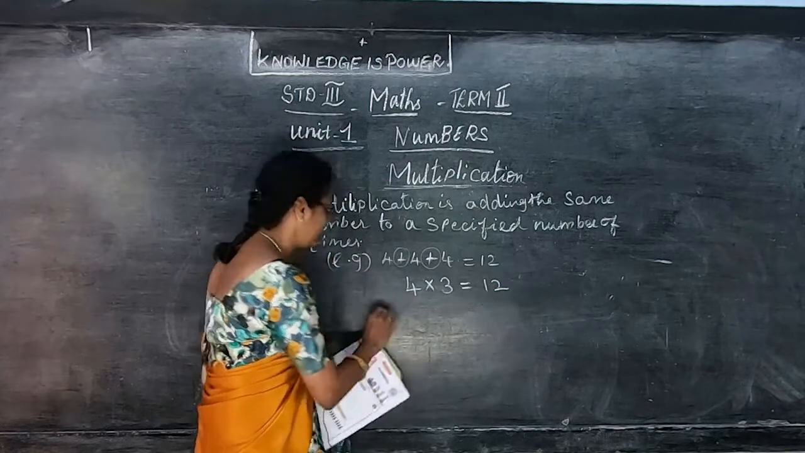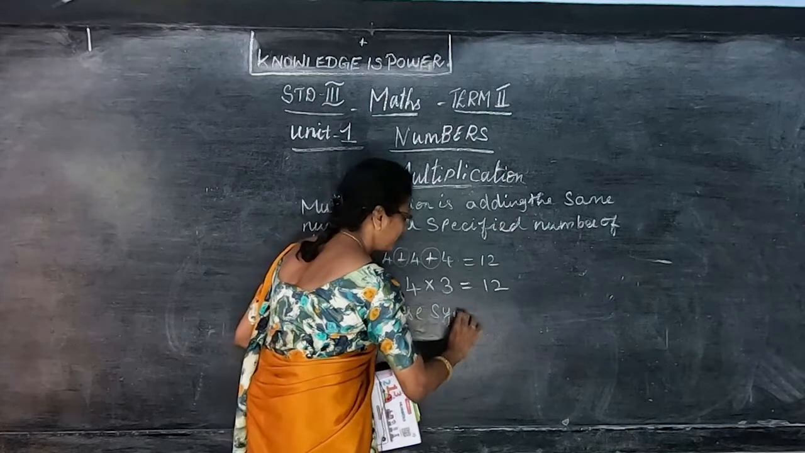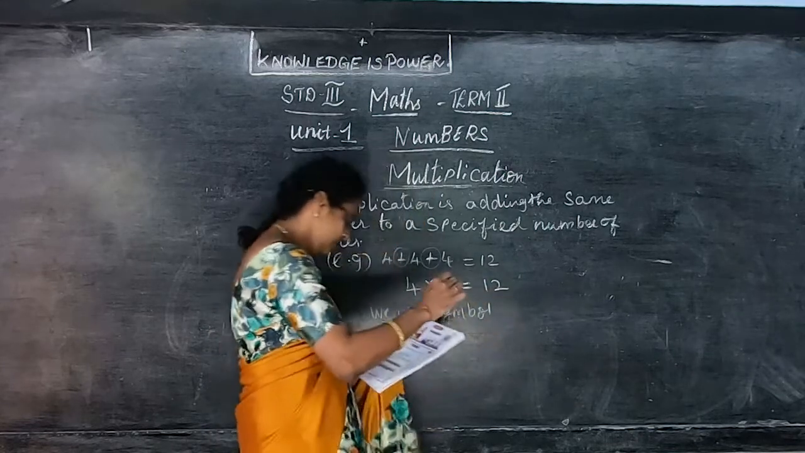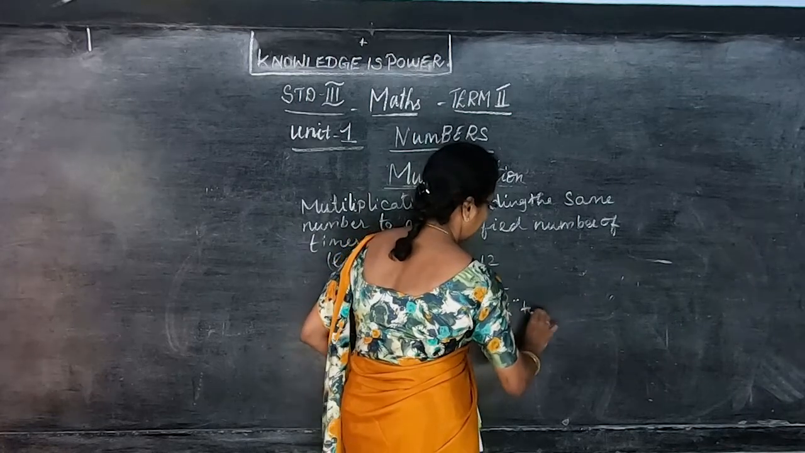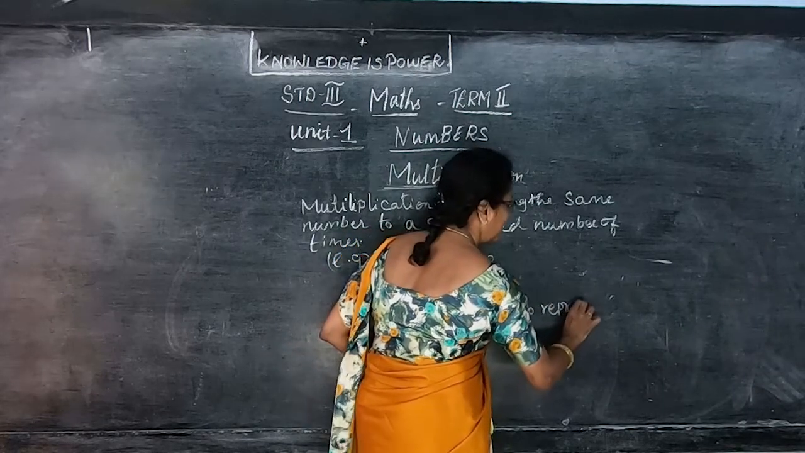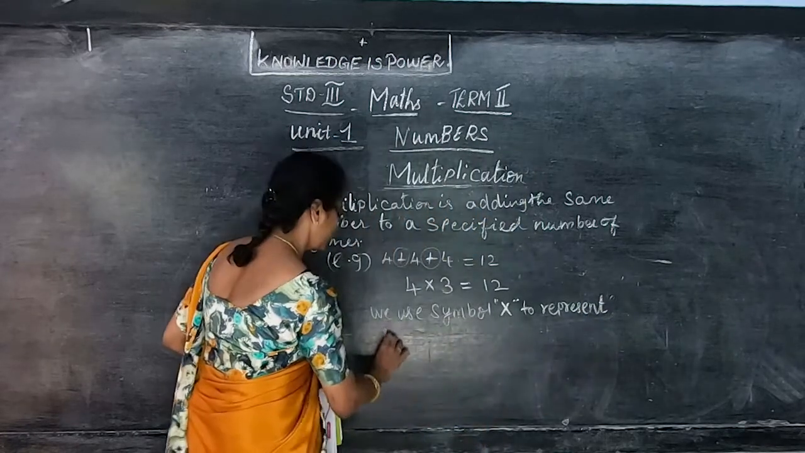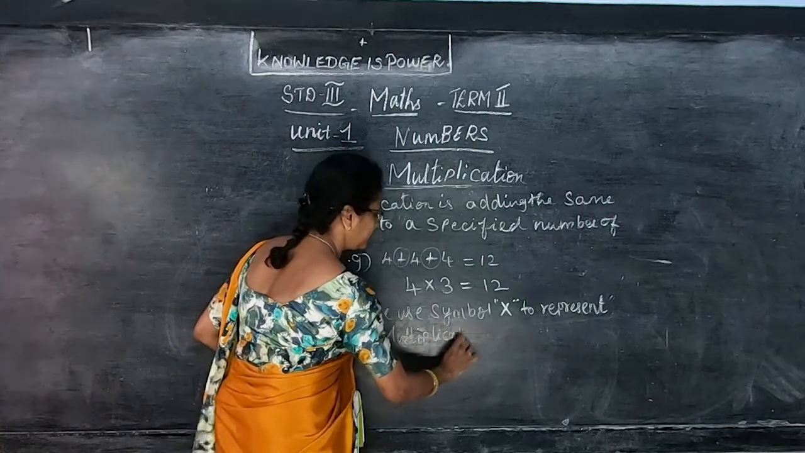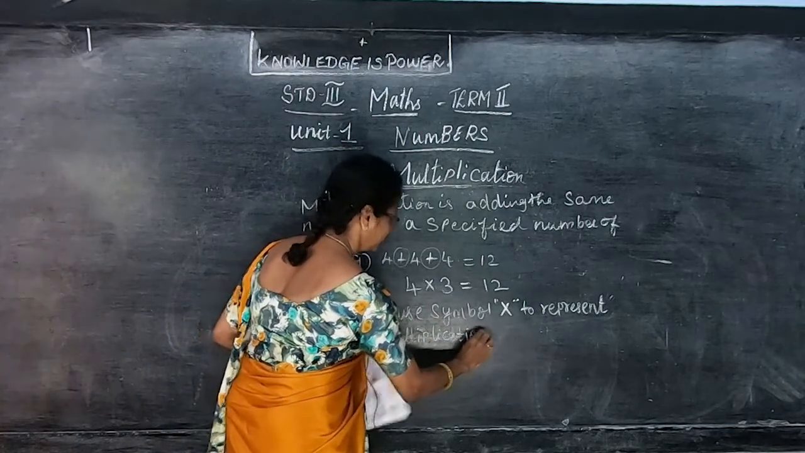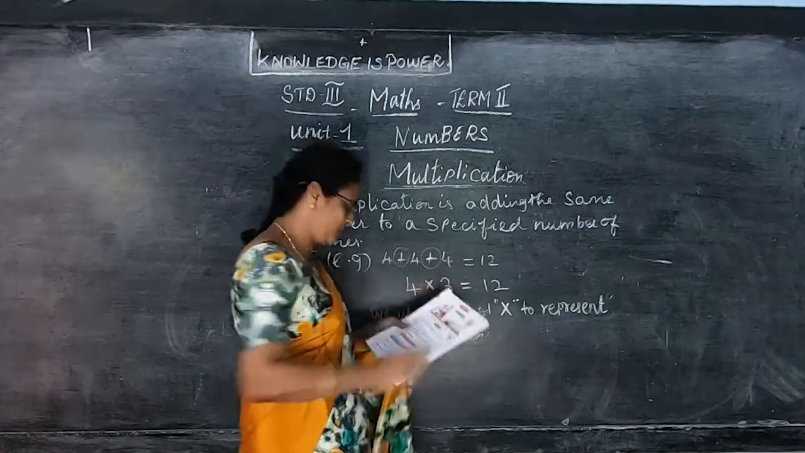So, we use a multiplication symbol. What symbol are we using for multiplication? We use the symbol into to represent the multiplication. Okay, children. So, this is 4, 3 times is 12.